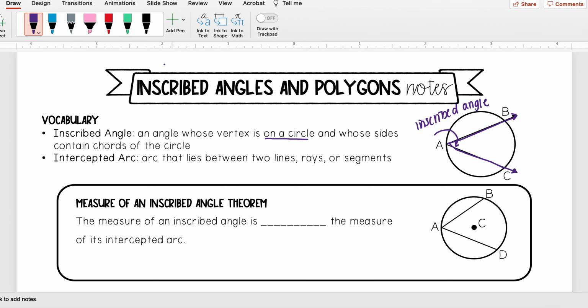And then on the other hand, the intercepted arc is an arc that lies between two lines, rays, or segments. So in this picture here, my intercepted arc from this inscribed angle would be my arc BC.